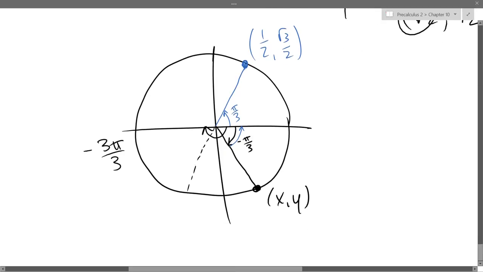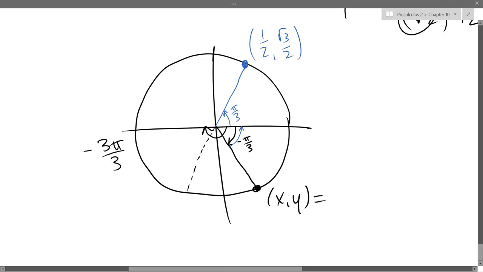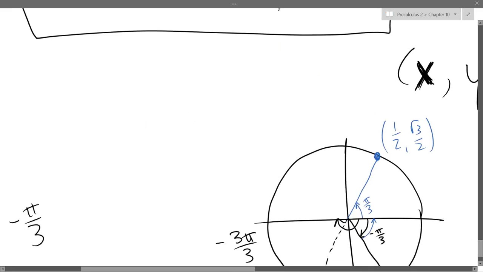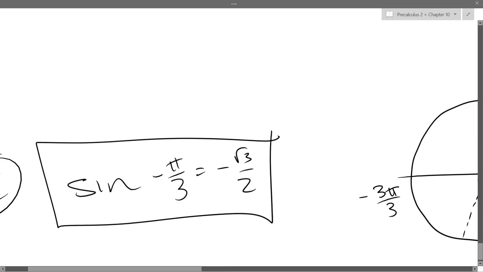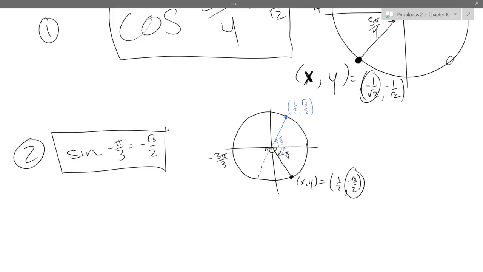So how do I change the point around to get the fourth quadrant point that I need? What changes sign? Just the y. So we got 1 half, negative square root 3 over 2, and that negative square root 3 over 2 is the value I need for sine. I will specifically define our reference angle in a couple of classes, and if you are having a little trouble following here, this should make a lot more sense when we talk about reference angles.